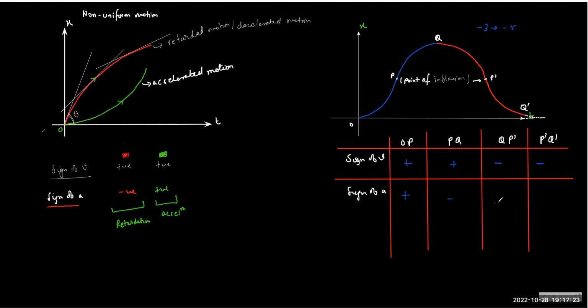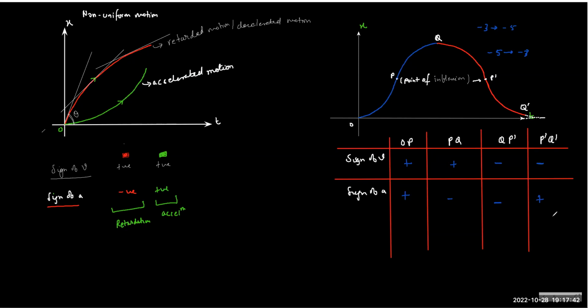But P dash to Q dash, you can see the slope will decrease in value. It is negative, but it's decreasing. So it's like -5 to -3. Think this way. Now the difference is positive.